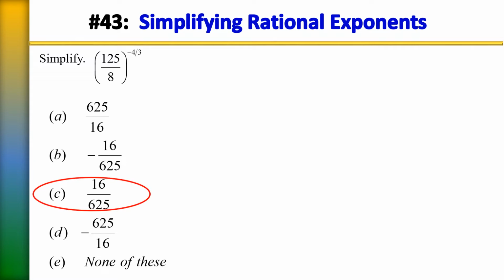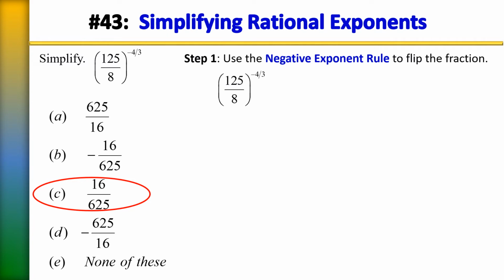Choice C. Notice this expression is a fraction raised to a negative power. And remember, we can't have negative exponents in algebra, so we need to use the negative exponent rule to rewrite the expression with a positive exponent. And to do that, you're going to have to flip the fraction. So whatever's on the top goes to the bottom, and vice versa, whatever's on the bottom goes to the top. So when we do that, notice the expression now has a positive exponent.